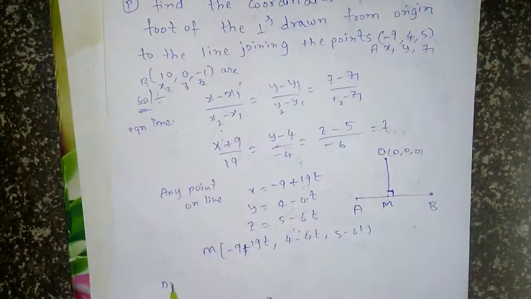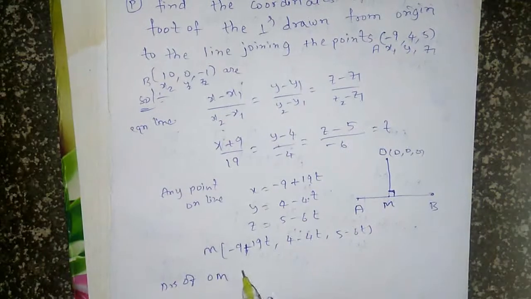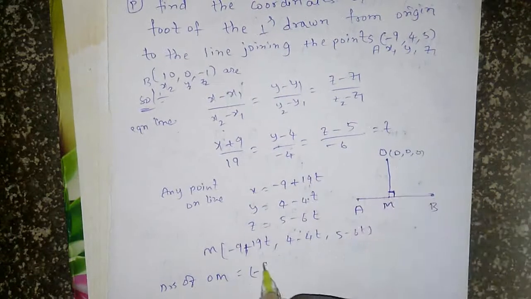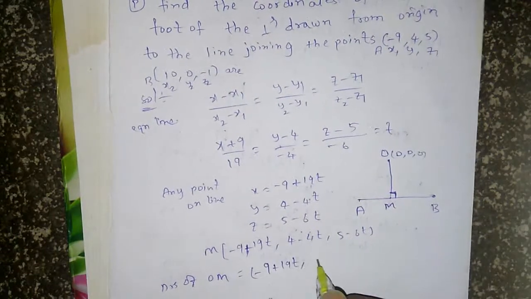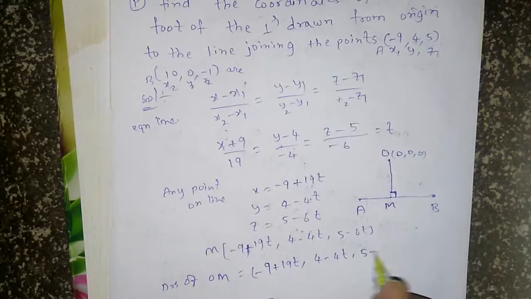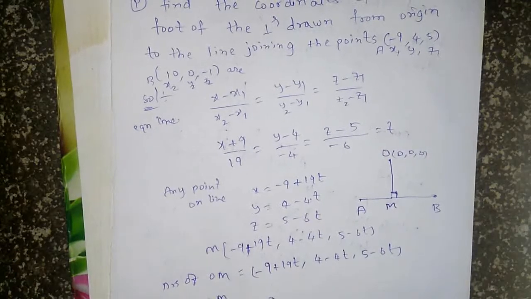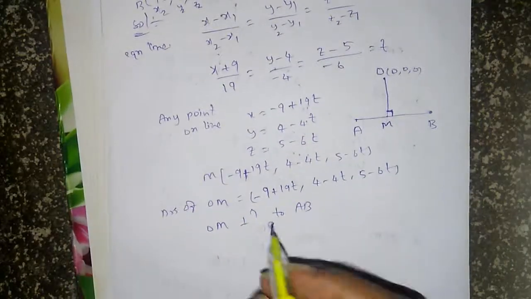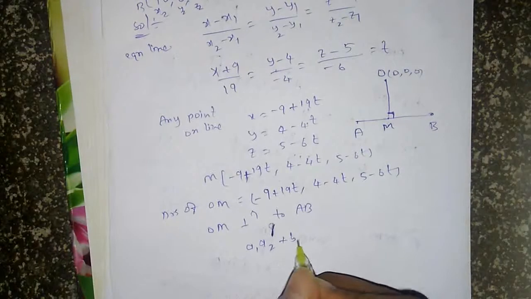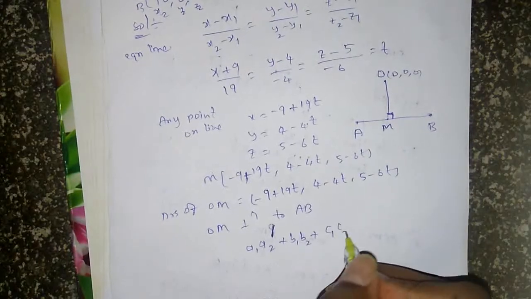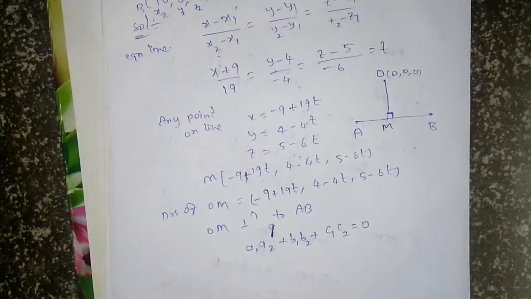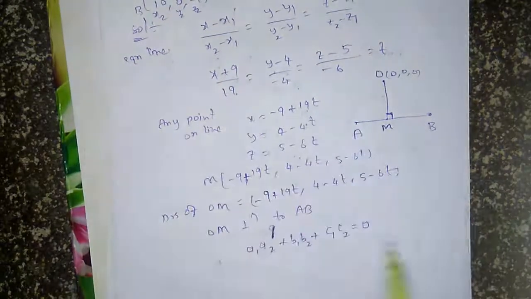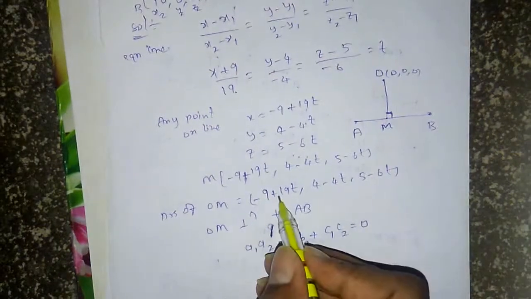Now the drs of OM are what? x2 minus x1, y2 minus y1, z2 minus z1. Here one point is the origin, so the drs don't change. Now OM is perpendicular to AB. So when two lines are perpendicular, what is the condition? a1a2 plus b1b2 plus c1c2 is equal to 0. Now the drs of AB we already have, that is 19, minus 4, minus 6. Now the drs of OM are these.